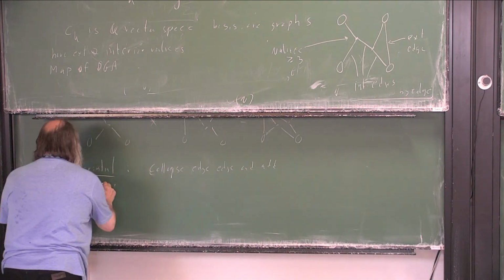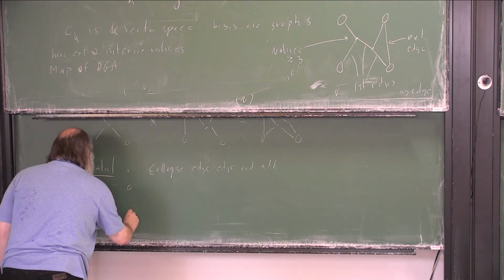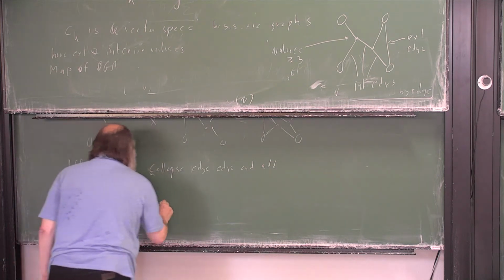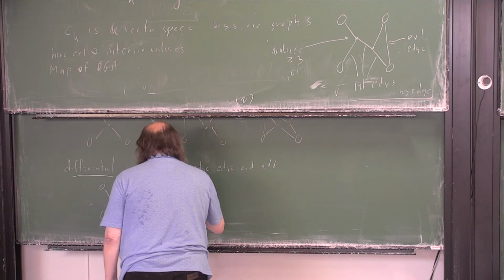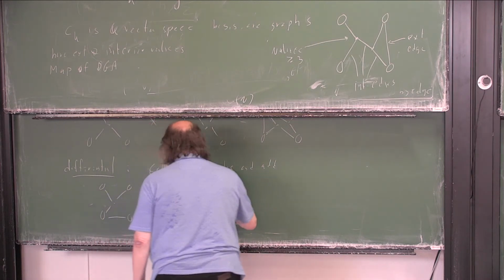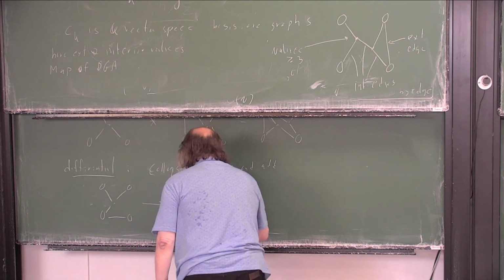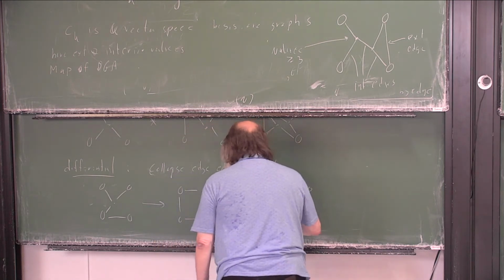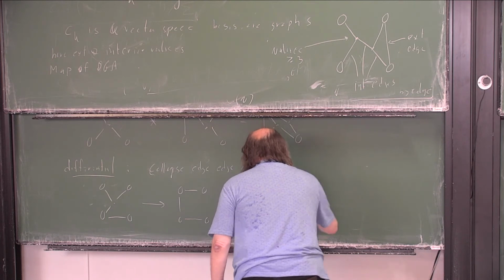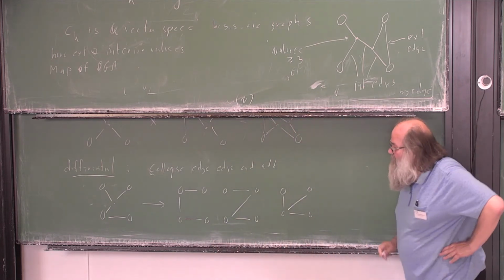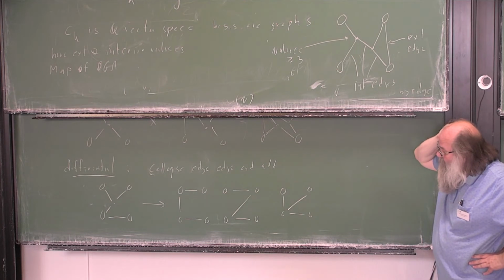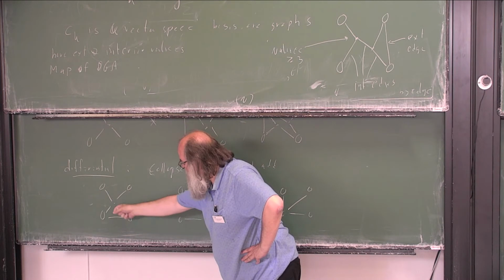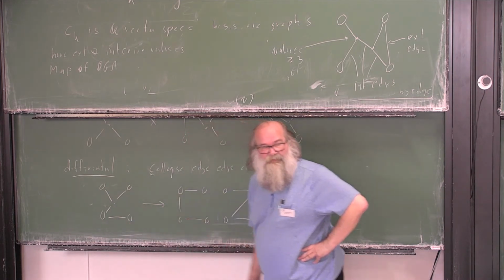So for instance, if you have this, it goes to a sum of 3: you can see this and this and this. And there are also some signs involved, which I prefer not to talk about. And actually, if you're careful, you should. So each of these graphs comes with a sign, with an orientation.